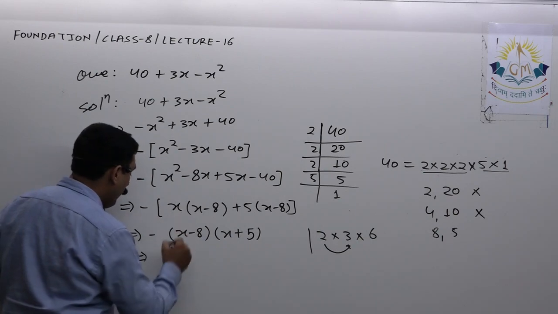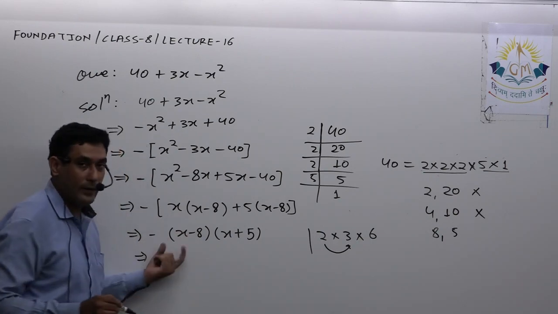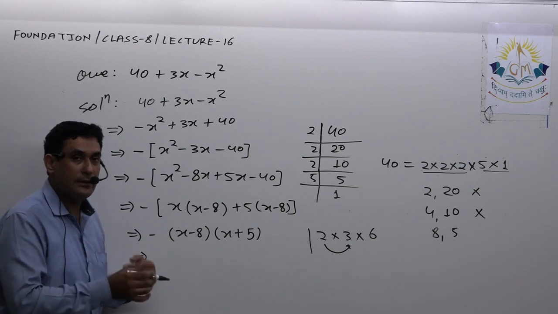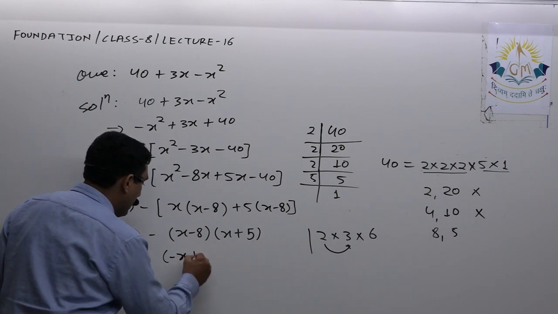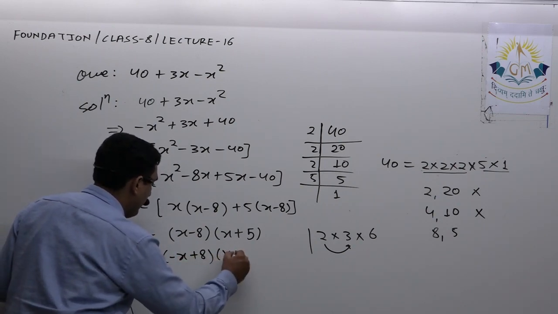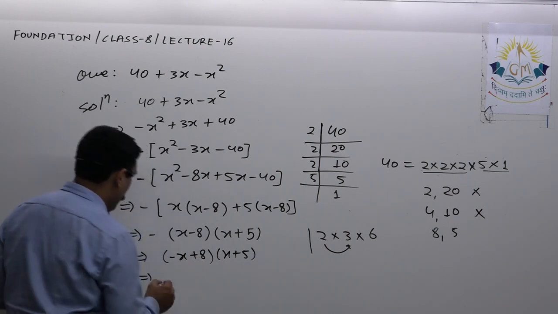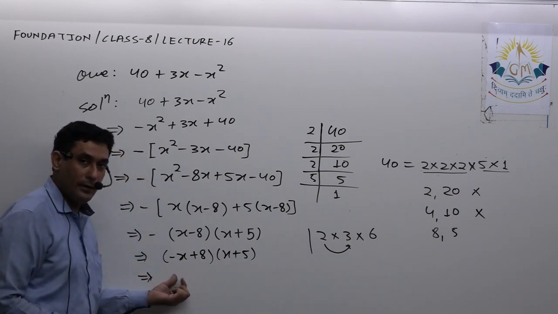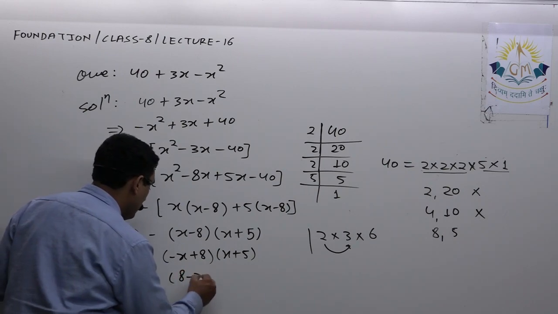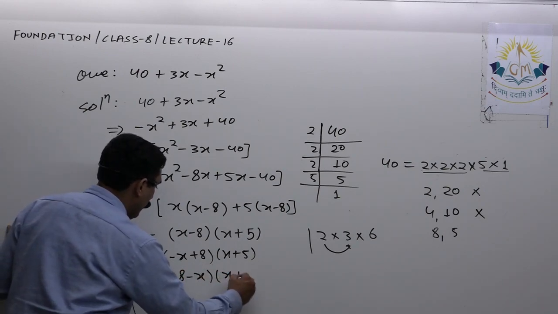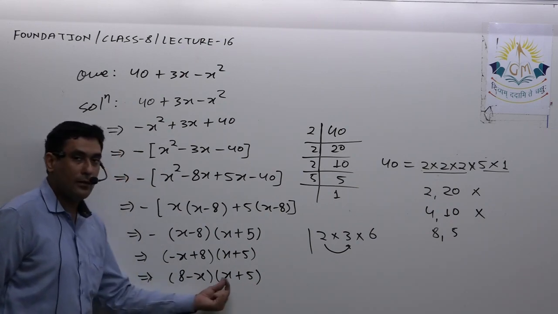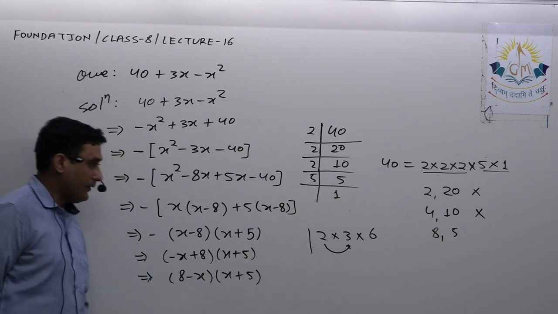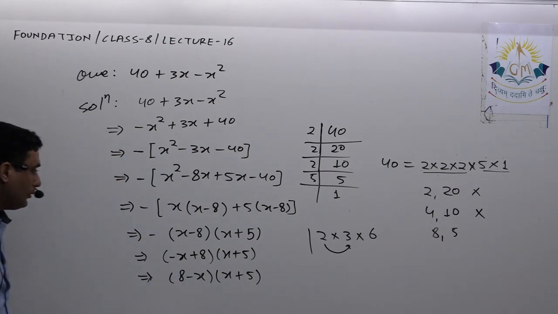Whenever we multiply with a minus sign within a bracket, we interchange the sign of the terms within the bracket. So here actually it will become minus x plus 8, and x plus 5 remains as it is, but we never write the first term as negative. So what I will do, I write 8 minus x into x plus 5. Okay, so this is my final answer, 8 minus x multiplied by x plus 5. So please note it down, then we'll see the next question.